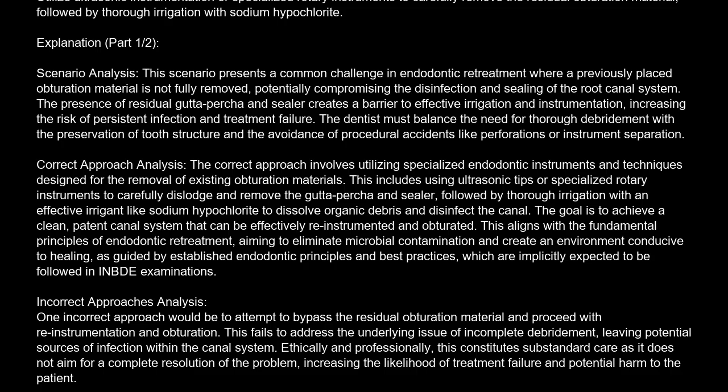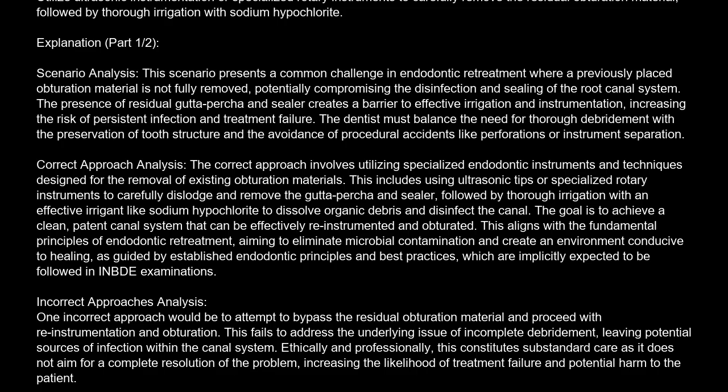Correct approach analysis. The correct approach involves utilizing specialized endodontic instruments and techniques designed for the removal of existing obturation materials. This includes using ultrasonic tips or specialized rotary instruments to carefully dislodge and remove the gutta-percha and sealer, followed by thorough irrigation with an effective irrigant like sodium hypochlorite to dissolve organic debris and disinfect the canal. The goal is to achieve a clean, patent canal system that can be effectively reinstrumented and obturated.